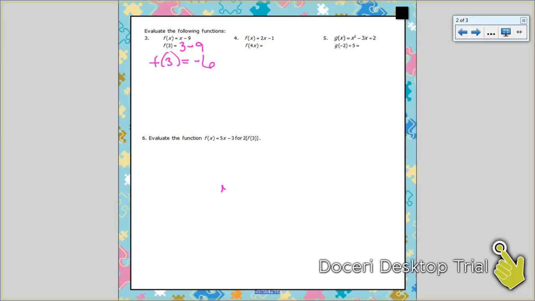So number 4, you have your function f of x equals 2x minus 1, and they want you to find f of 4x. So everywhere we happen to see an x, we're going to plug in a 4x. So we're going to do 2 times 4x, because that's what we're replacing the x with, minus 1. Well, 2 times 4x is 8x. So this just becomes 8x minus 1. You can't do anything with that. You don't know what x equals. You can't solve. You're done.